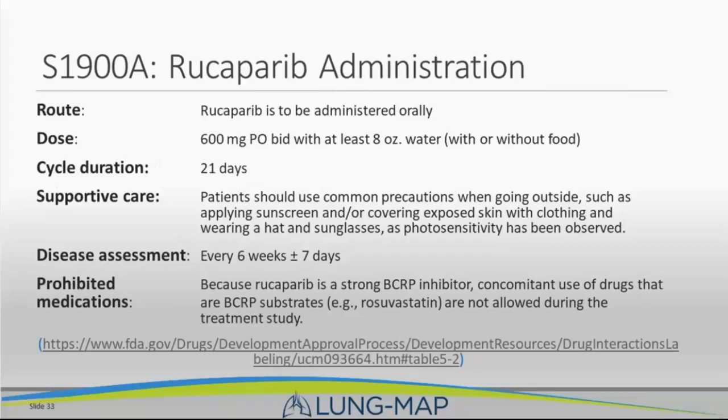Some supportive care recommendations are to use sunscreen for exposed skin, as photosensitivity has been observed. Every 6 weeks, with a window, there's disease assessment. And of note, there are some prohibited medications that are BCRP substrates, such as rosuvastatin, and that's outlined further in the protocol, and those aren't allowed during the study treatment. There's a drug interaction website on the FDA that we can go to, that's down at the bottom here for reference and is also included in the protocol. Next slide, please.